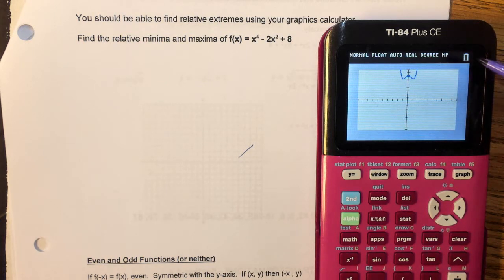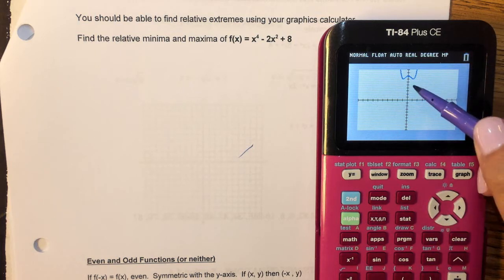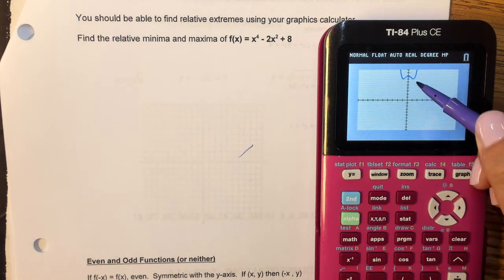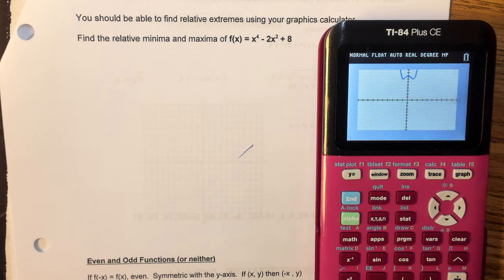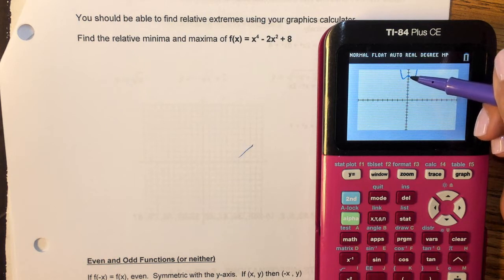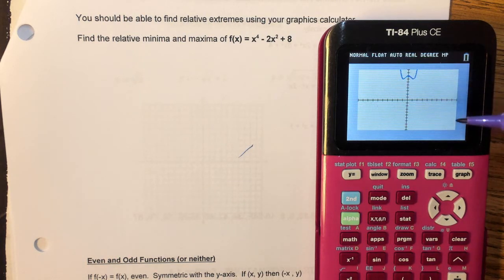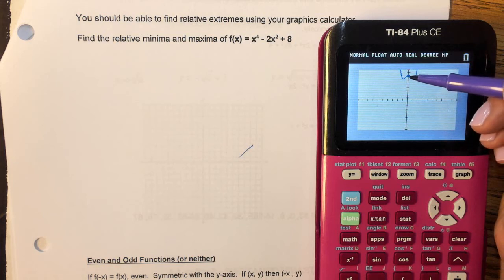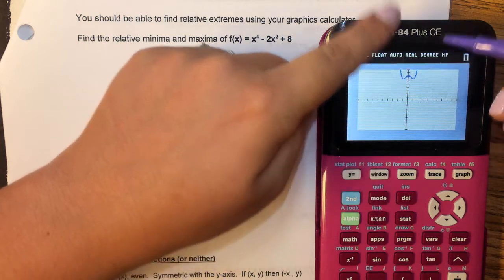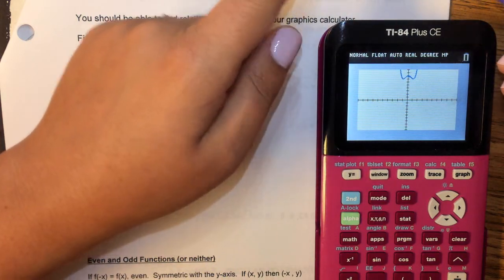So I can tell right now that I have two relative minimums, one here at this pit and one here at this pit, and I should have a relative maximum right here at that peak. Now this one is not going to be an absolute maximum, because we know that our graph is going to be extending in the direction towards positive infinity.